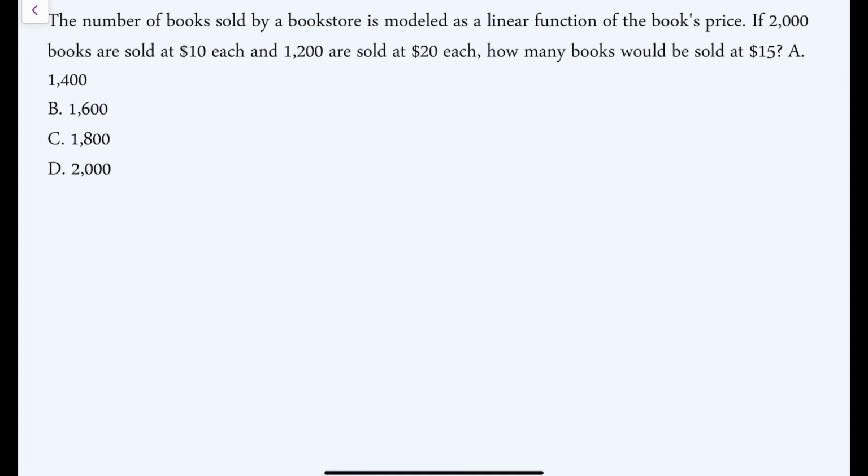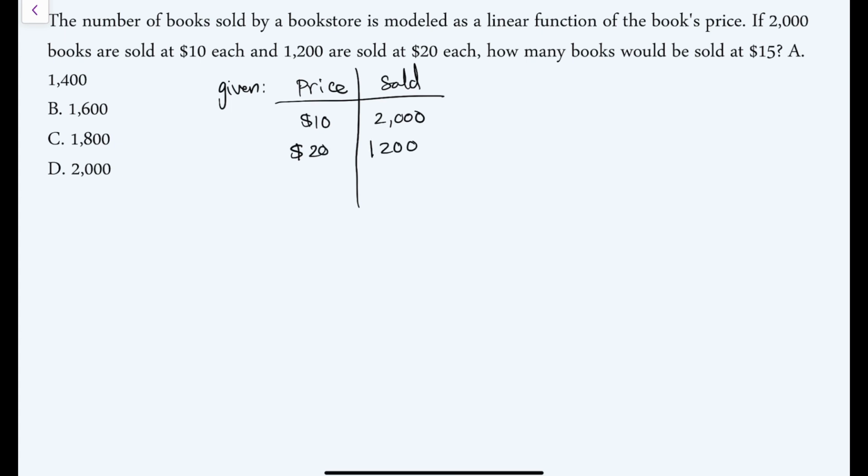The number of books sold by a bookstore is modeled as a linear function of the book's price. If 2,000 books are sold at $10 each and 1,200 are sold at $20 each, how many books would be sold at $15? Okay, well, this is exactly the same as before. I'm going to kind of skim through it a little bit. Make sure you try it yourself first. So here's my given list. We're going to say price and amount sold. If the price is $10, 2,000 are sold. If the price is $20, 1,200 are sold. How many books would be sold at 15?